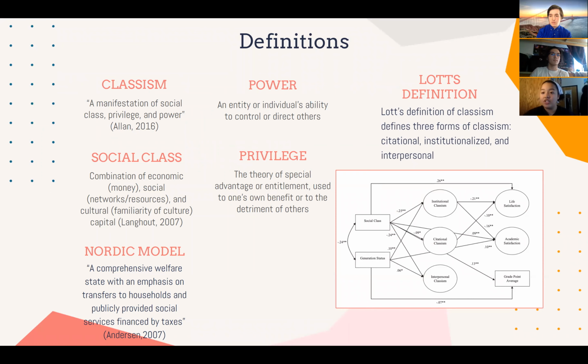And then Lott's definition, which we will go more into depth with on the next slide, which is three forms of classism: citational, institutionalized, and interpersonal. And then the Nordic model, which we'll be going a lot more in depth about later, which is a comprehensive welfare state with an emphasis on transfers to households and publicly provided social services financed by taxes.